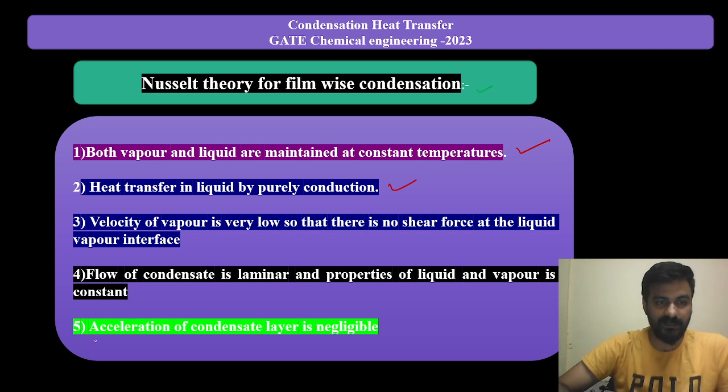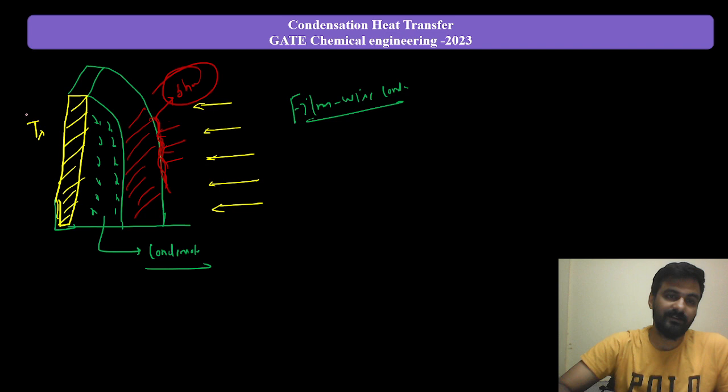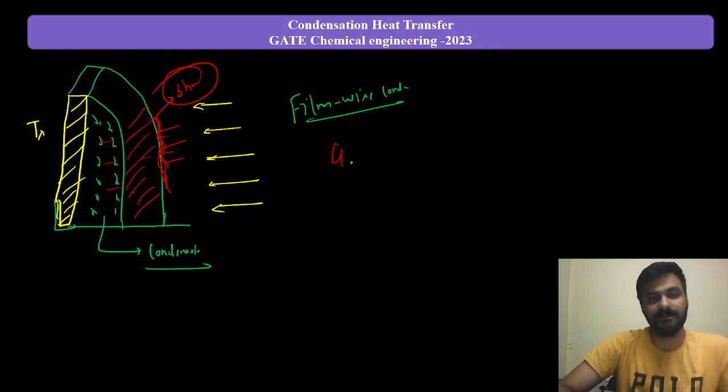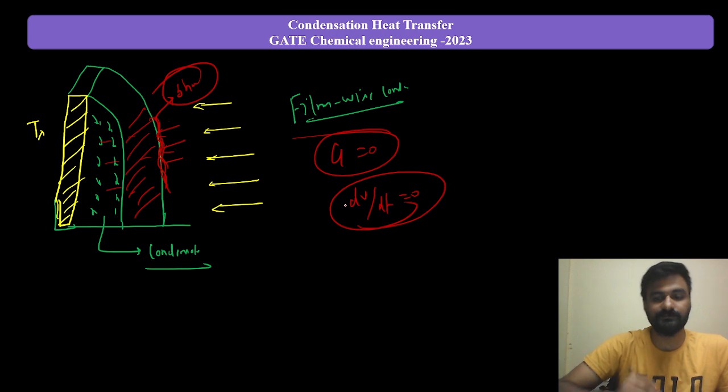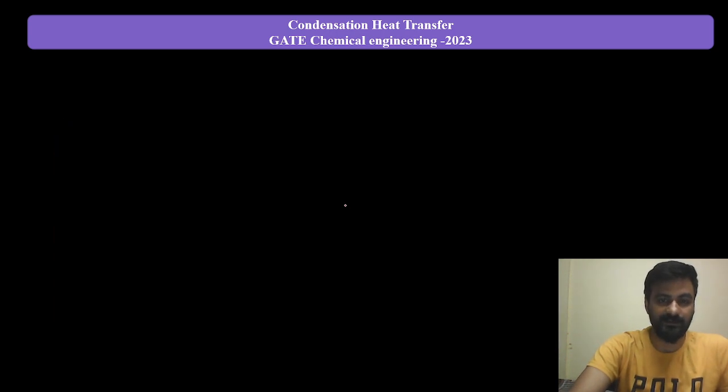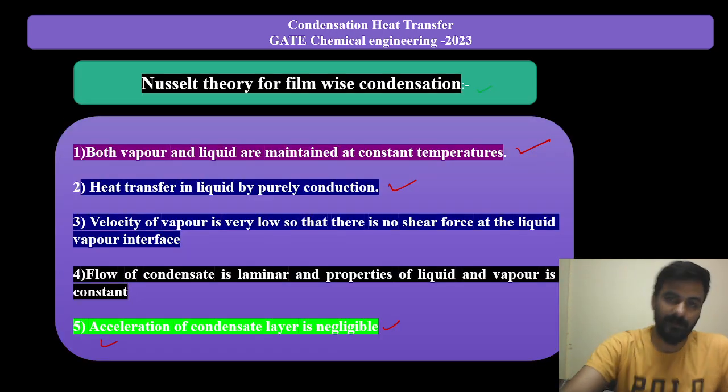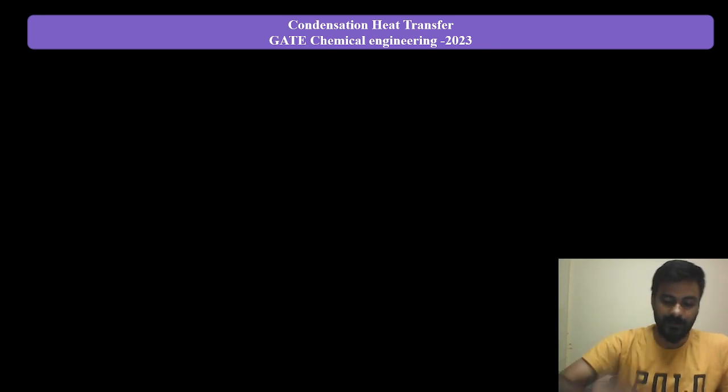The next assumption is that the acceleration of the condensate layer is negligible. So the acceleration of this condensate layer is assumed to be very small. Generally we can assume acceleration is zero, that is dv by dt, we can assume it is zero. So that was the Nusselt theory, the assumptions for film-wise condensation in heat transfer.